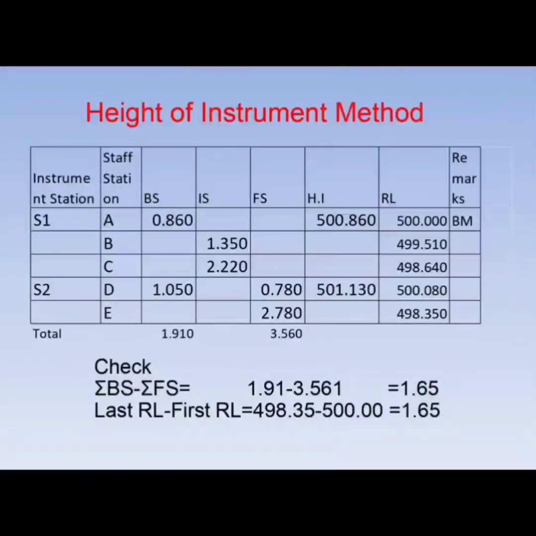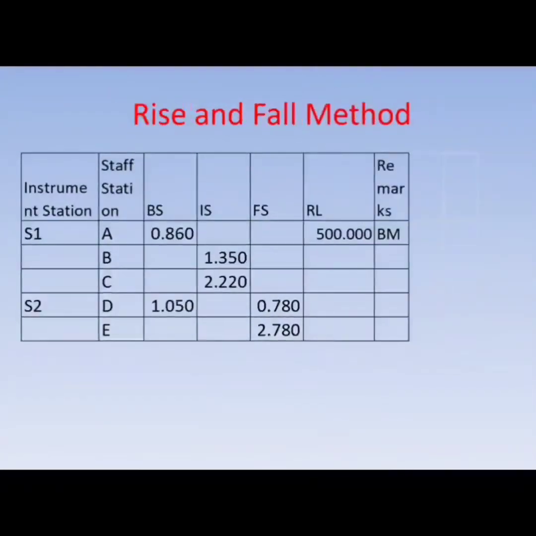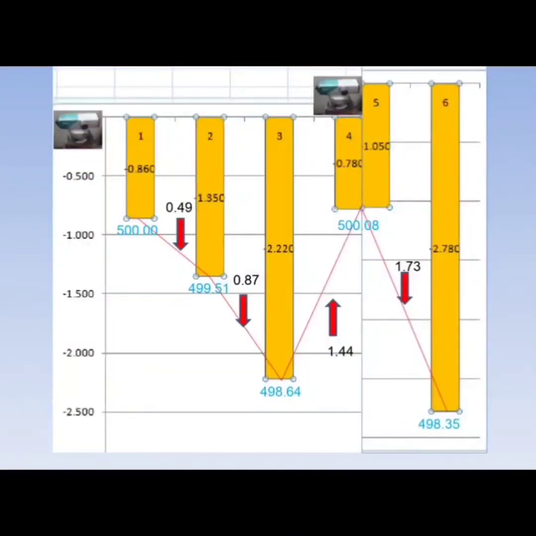After completion of reduced levels, let us apply the check. Sigma backside minus sigma foresides is equal to 1.65. Last RL minus first RL is equal to 1.65. Let us solve the problem by using the rise and fall method. At station D, the instrument is shifted and 2 readings are there.